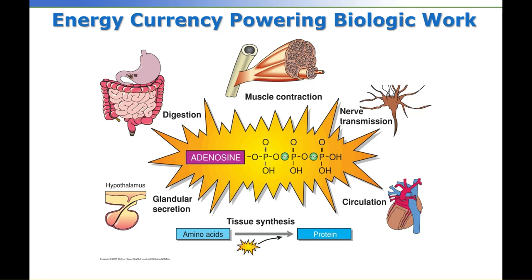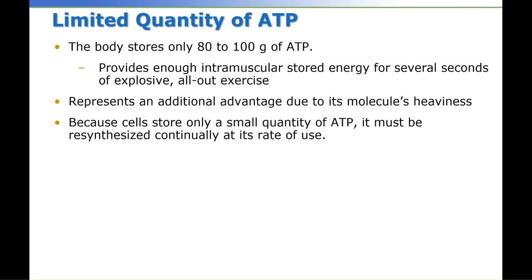So the interesting thing is that many processes take place in the body that use ATP. So it's extremely important that we have this compound. Limited quantity of ATP. So the body stores only about 80 to 100 grams of ATP. So it provides enough intramuscular stored energy for several seconds of explosive all-out exercise.